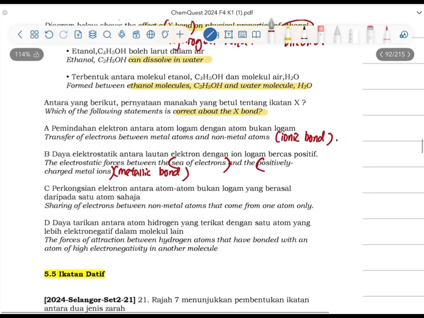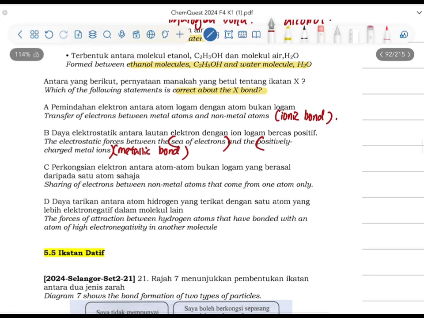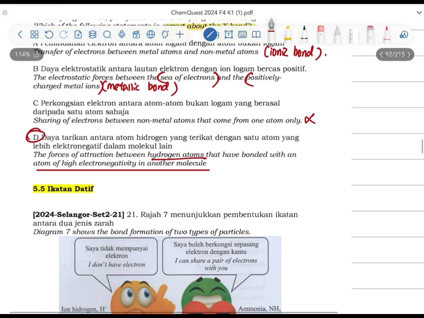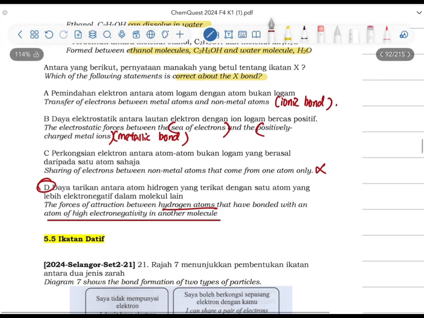C, sharing of electrons between non-metal atoms that come from one atom only. No. D will be the answer because it is the effect of the X bond. It is the hydrogen bond, the force of attraction between hydrogen atoms that have bonded with an atom of higher electronegativity in another molecule. So I think that's all for me for this hydrogen bonds questions discussion, and I will see you in the next video.